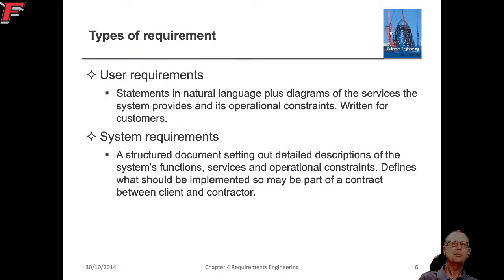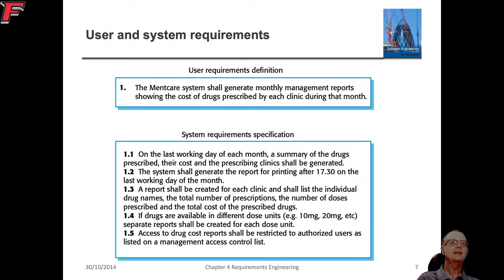These are two types of requirements: user requirements, and this is maybe statements in natural language with diagrams supporting that, which shows how things work, and they're written for customers. System requirements, on the other hand, are what you would put in place for a contract between a client and a contractor.